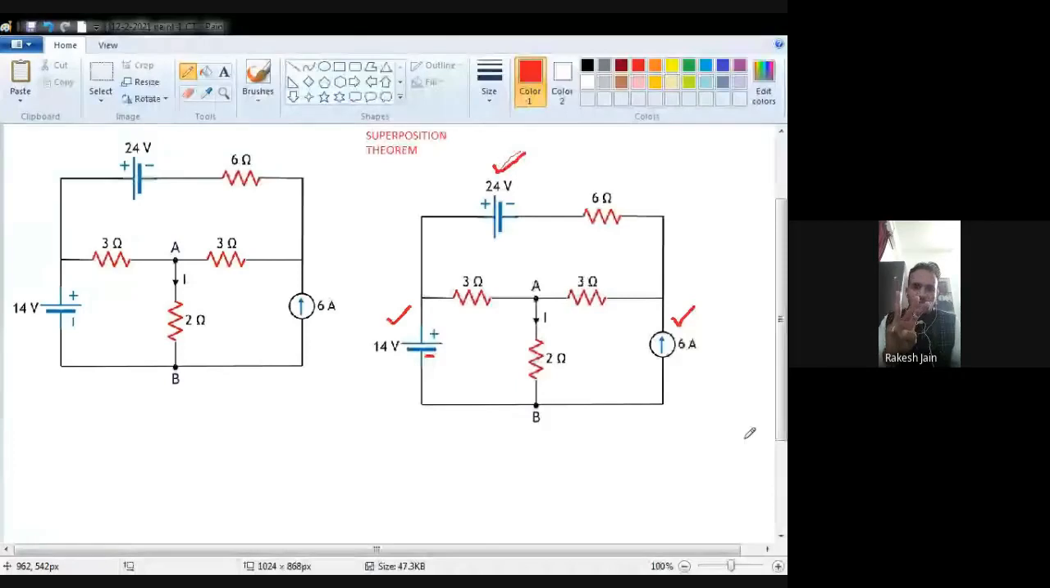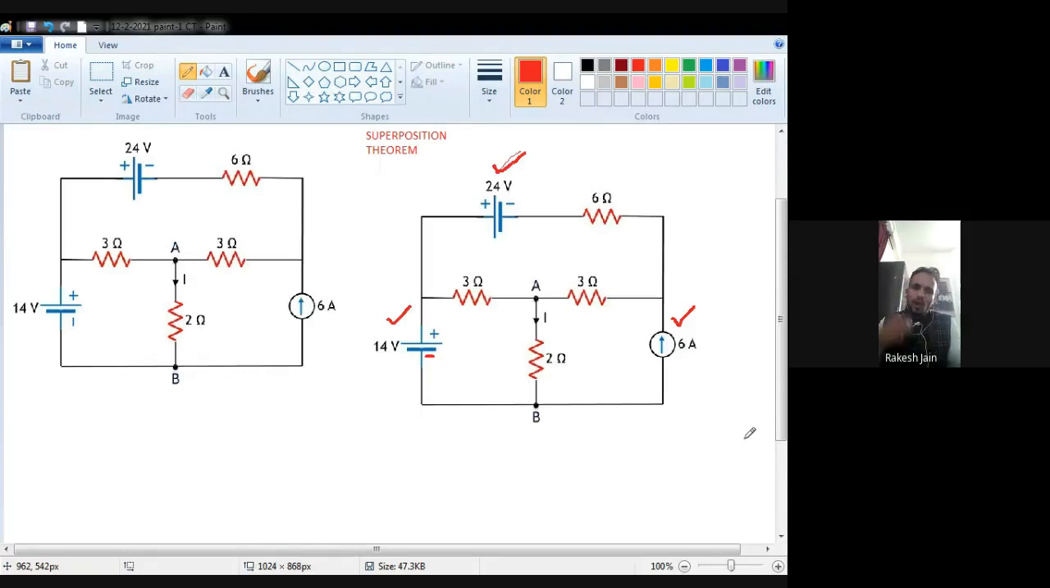According to the question, you have to find out the current I with the help of which theorem? With the help of the superposition theorem. So the superposition theorem states that while finding anything with its help, just consider one source at a time and find out the answer. That is not your final answer. That is one step.